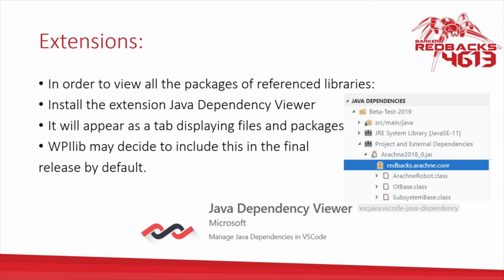Now, the word we got was that WPI may decide to include this in the final release by default, but when we tested, it wasn't included, and it really helped us. Previously, the only way to view WPI classes and our custom libraries was to type the code and open the declaration of, say, a class, whereas with this you can view by package. It really helped, and we strongly suggest you use it. This is probably one of our favorite extensions we found.